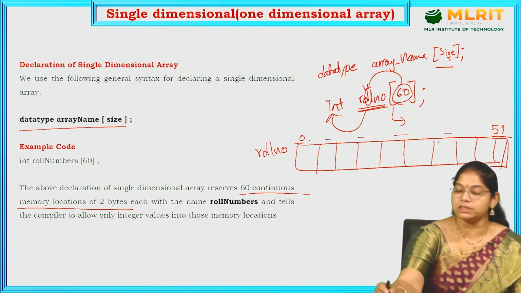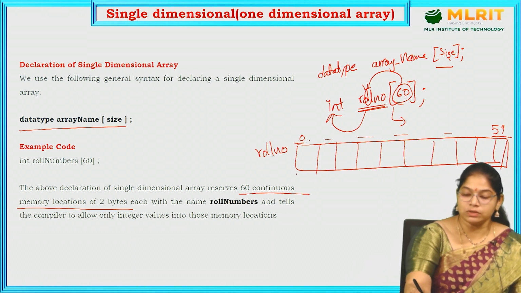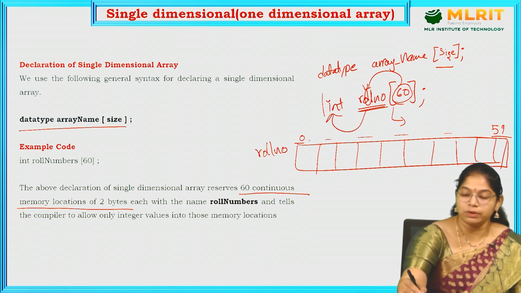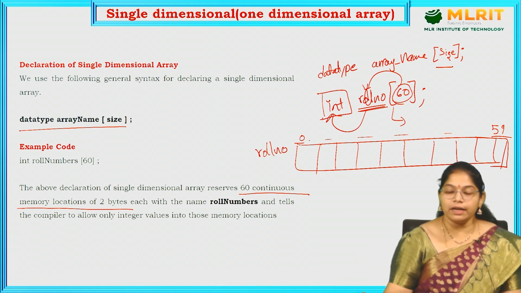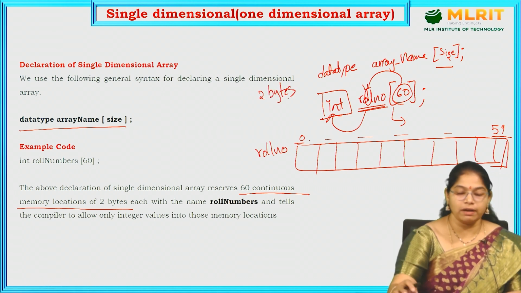Here we have 60 continuous memory locations, that is from 0 to n-1, that is 59. Let us consider this is of 2 bytes because, as I told you earlier, the integer data type is of 2 or 4 bytes, depending on the operating system. Let us consider it is of 2 bytes. Each data item is of 2 bytes.